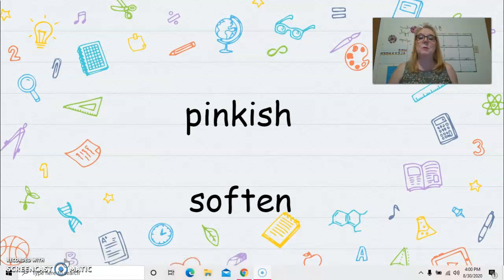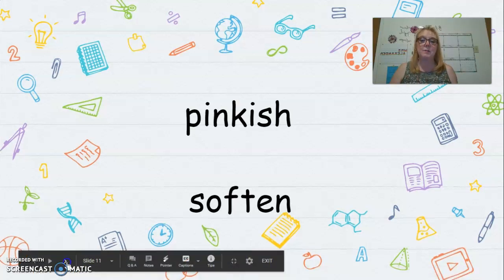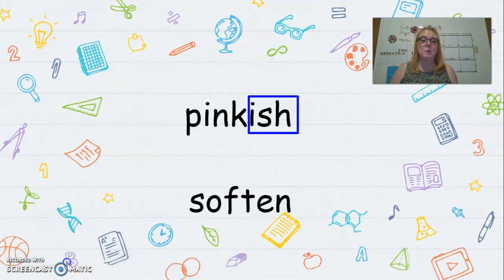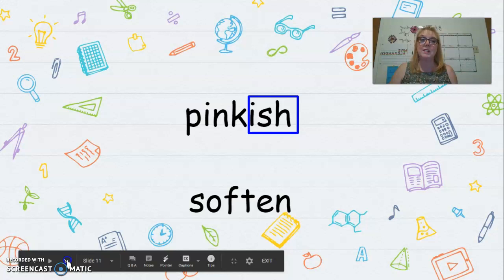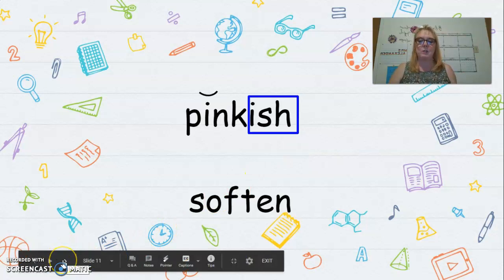Okay. At this derivative, tell me, what is the suffix? That's correct. The suffix is ISH. So let's go ahead and code this word. I see a vowel followed by 2 consonants in the word. That means it's a closed syllable, so we'll code it with a breve. So let's read the word. Pinkish. Remember that I might be making a little bit of a different sound because that NK is a nasal sound. Pinkish.